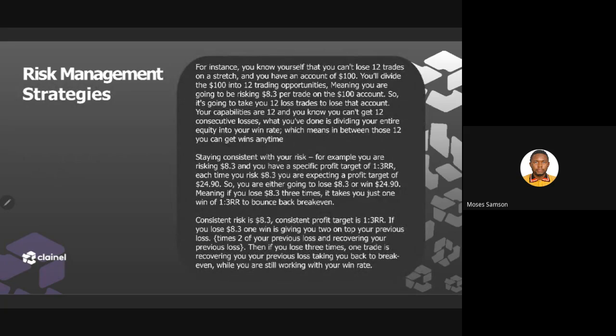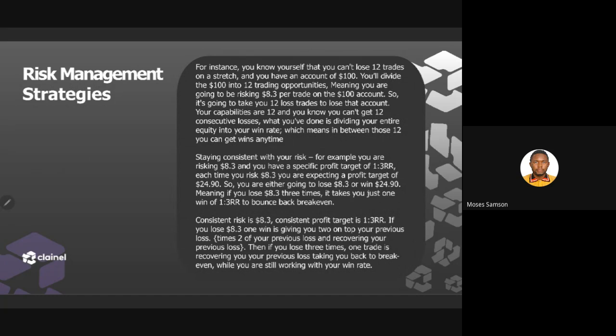And among risk management, we have different strategies. You can draft a strategy that works for you depending on your account size. But right here, we're going to be drafting one for a $100 account. For instance, you know yourself that you can win 12 trades. Let's say you become an expert: out of 15 trades, you win 12 on a stretch, and you have an account of $100. You divide the $100 into 12 trading opportunities, meaning you're going to be risking $8.3 per trade on the $100 account.